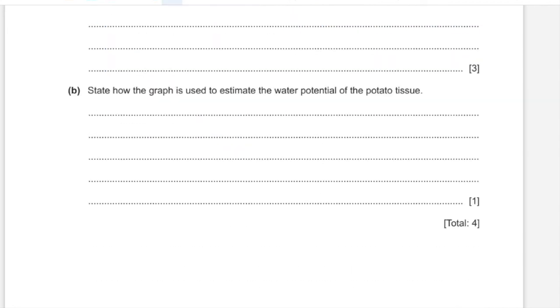B. State how the graph is used to estimate the water potential of potato tissue. The concentration of sucrose solution that corresponds to no change in mass of potato tissue will be the concentration of sucrose in the potato, because net movement of water will be zero at this point, meaning that there is no water potential gradient.